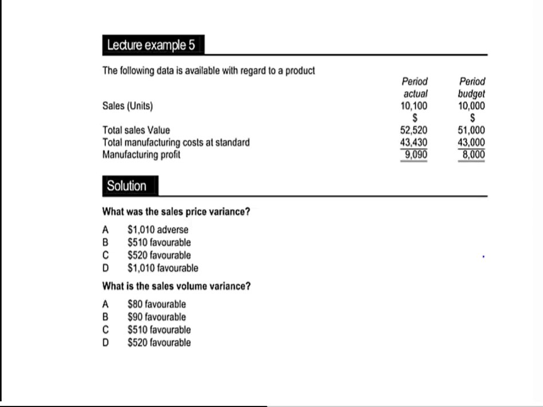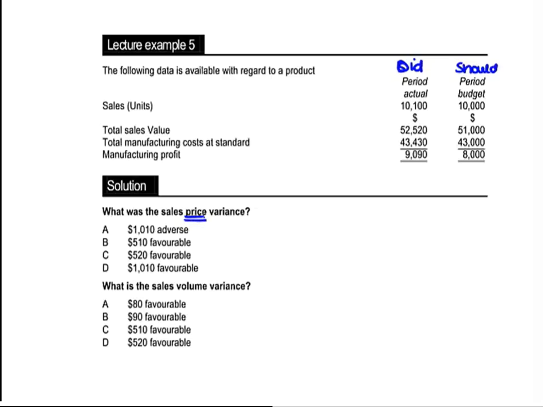So what we have in example 5 then is some information regarding the budget and the actual, so the should and the did for a period. So we planned to sell 10,000, actually sold 10,100 units, and we've got some information about how much those units sold for. And we need to work out the sales price variance and the sales volume variance.